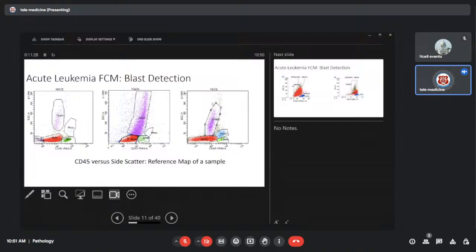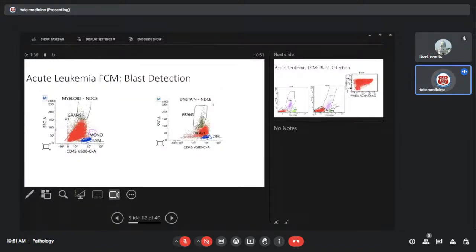Now this is another plot. What I told you is blast will come in a region which is dim CD45 and relatively lower side scatter. But here what is happening is the blasts are going up and they are having the higher side scatter. So this is a plot of a case of APML. What happens in APML? There are promyelocytes. So they have a higher side scatter. So this is a case from an APML.